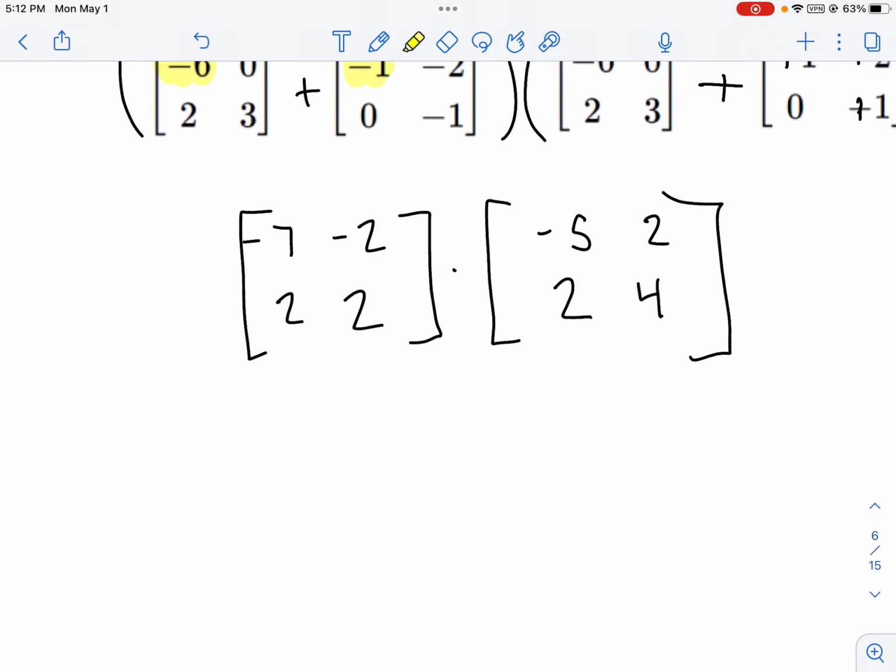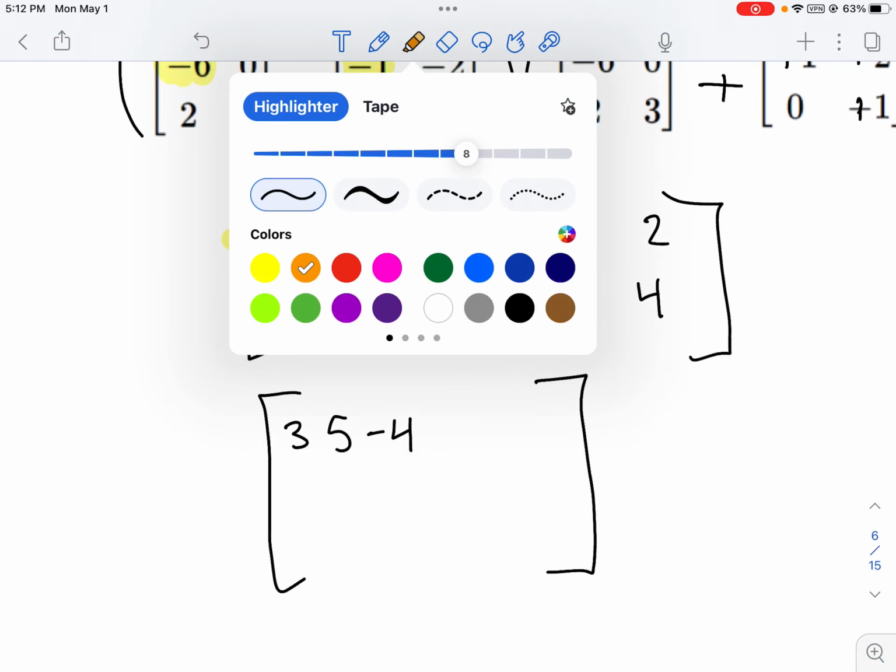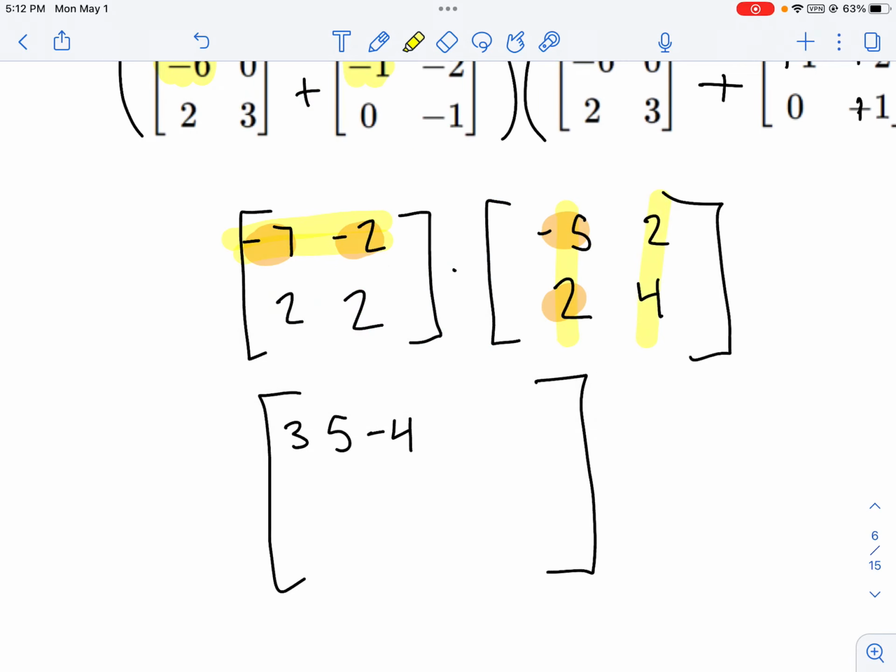Now, matrix multiplication goes row by column, where the entries correspond with each other. So -7 multiplies to -5. That's 35. Second entry to second entry, -2 times 2, -4. And that is the first entry of our resulting 2 by 2 matrix. And then we just essentially rinse and repeat, where we go first row, second column. So -7 times 2, -14. And then we have -2 times 4, -8.